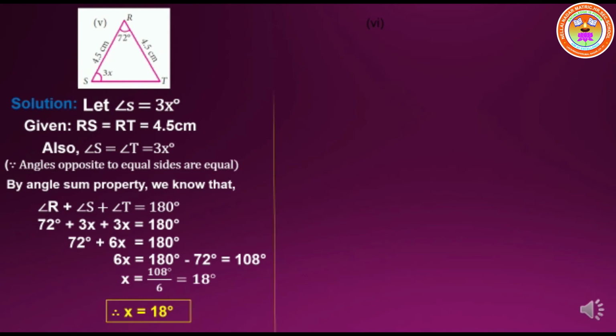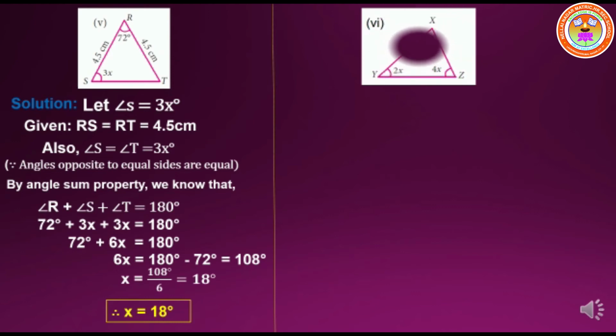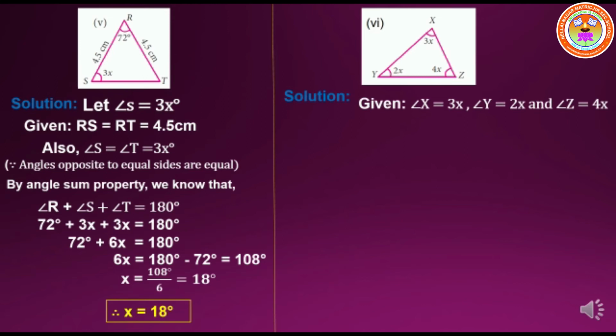Yes, children? Now, let us move on to the sixth sum. You have the triangle XYZ. The angles of x, y and z are all given in terms of x. Now, solution. Given angle x is equal to 3x, angle y is equal to 2x, and angle z is equal to 4x. So, you have been given the values.